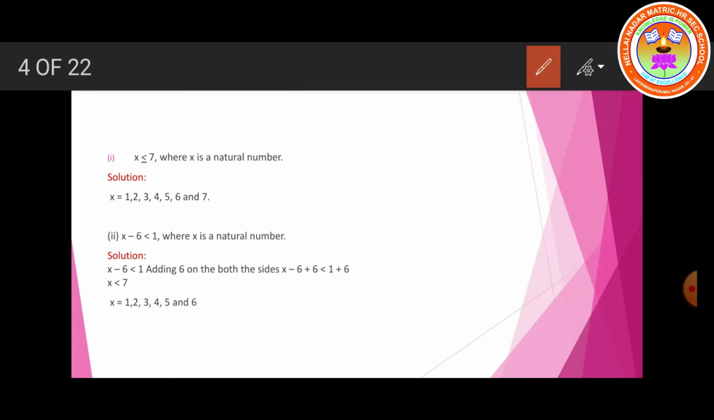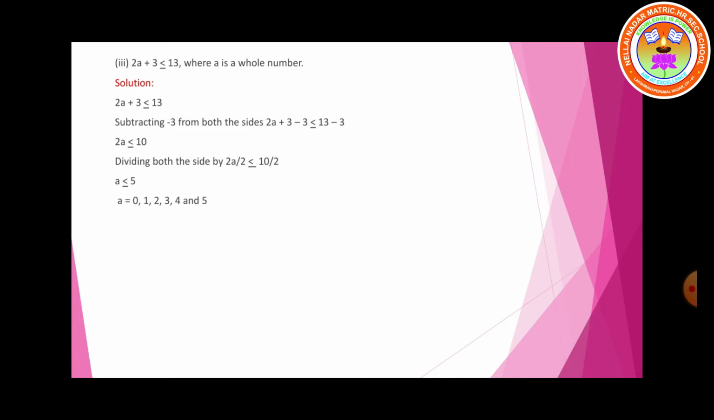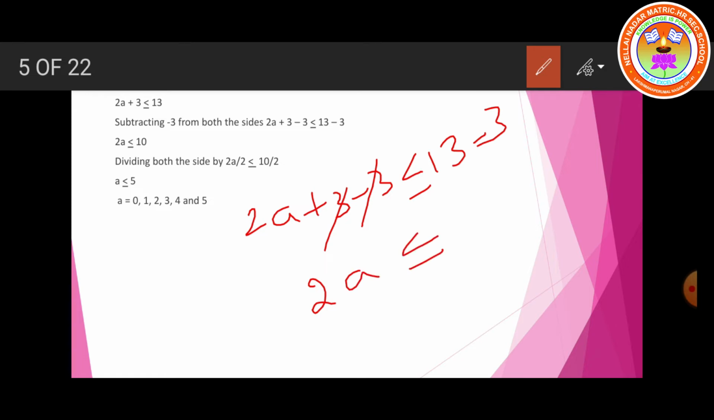Now we are going to see the next one. Third question, 2a plus 3 less than or equal to 13, where a is a whole number. Whole number means 0, 1, 2, 3, etc. are called whole numbers. First what do you do? Subtract 3 on both sides. 2a plus 3 minus 3 less than or equal to 13 minus 3. The 3 gets cancelled. 2a less than or equal to 10.